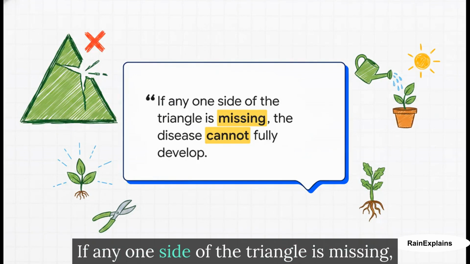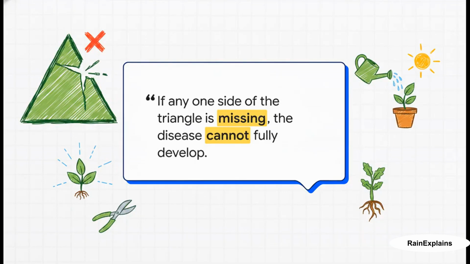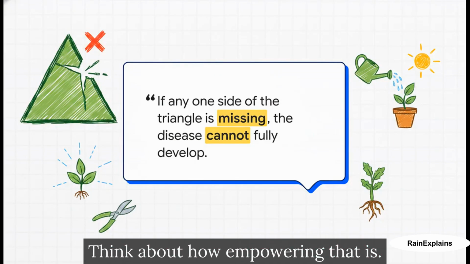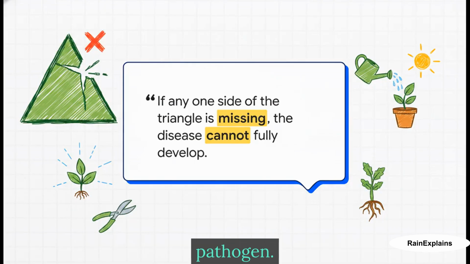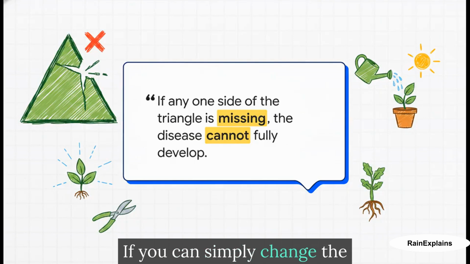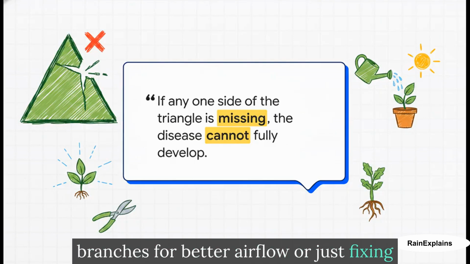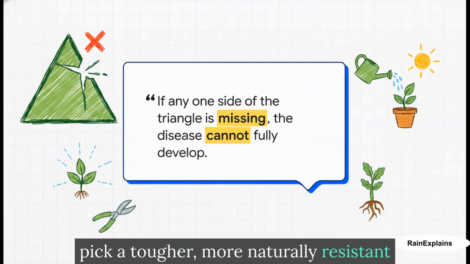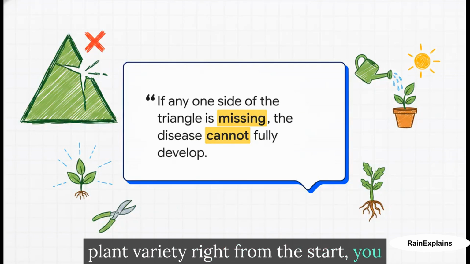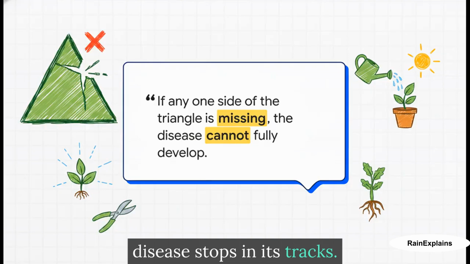And here is the brilliant realization that completely changes the game. If any one side of the triangle is missing, the disease cannot fully develop. Think about how empowering that is. You don't always have to wage this massive chemical war to eradicate a pathogen. If you can simply change the environment, maybe by pruning some branches for better airflow or just fixing your watering schedule, or if you simply pick a tougher, more naturally resistant plant variety right from the start, you break the triangle. And when the triangle breaks, the disease stops in its tracks.